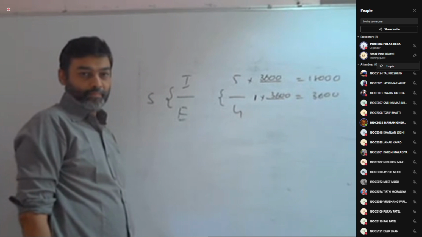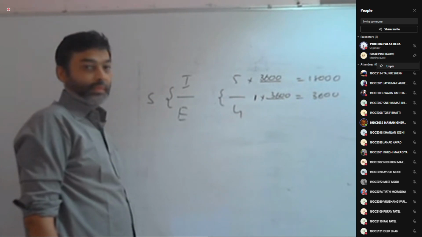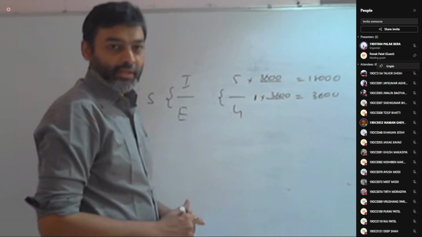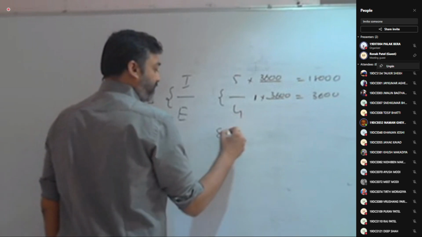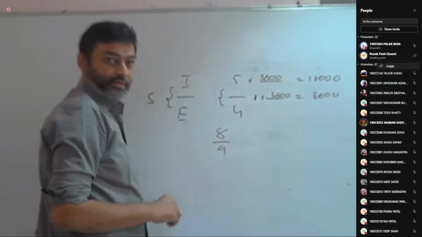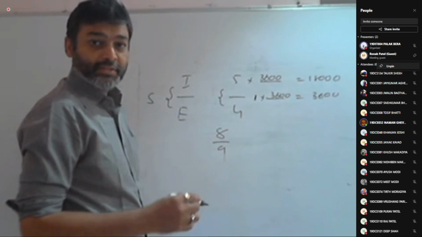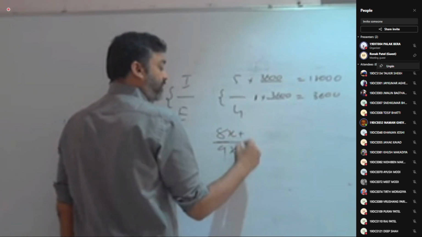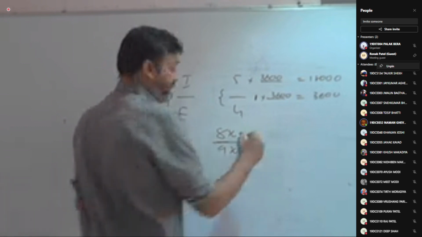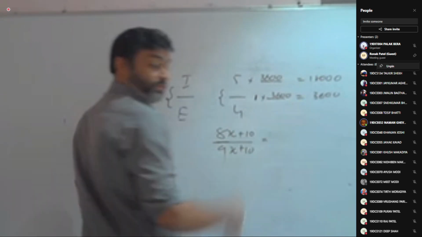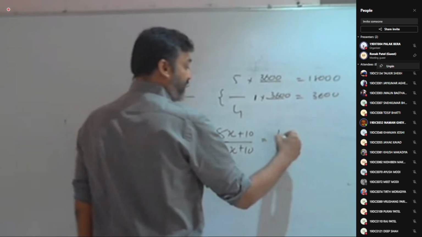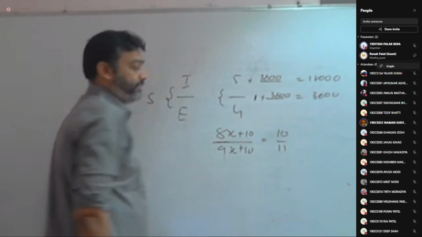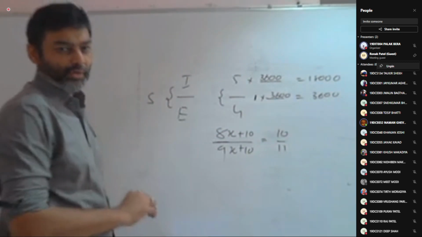Sir, can you explain question 20? Okay. The two numbers are in the ratio 8 is to 9. And if each of them is increased, so here I should write 8x and 9x. Each of them is increased by 10, and the new ratio will become 10 is to 11.